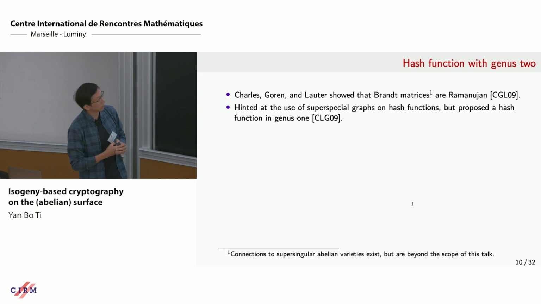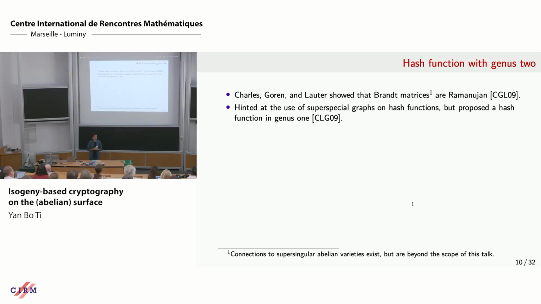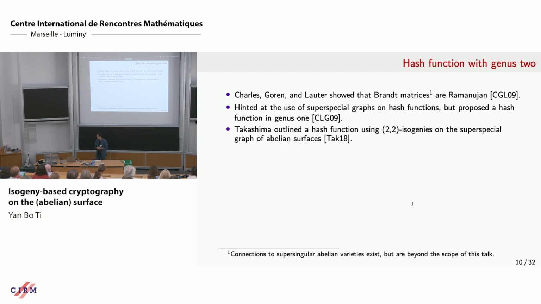Then in a different paper, but in the same year, the three of them proposed using the supersingular elliptic curve isogeny graphs to realize a hash function for genus 1. And then Takashima outlined a hash function using (2,2)-isogenies in the superspecial graph of abelian surfaces. So this is in 2018.